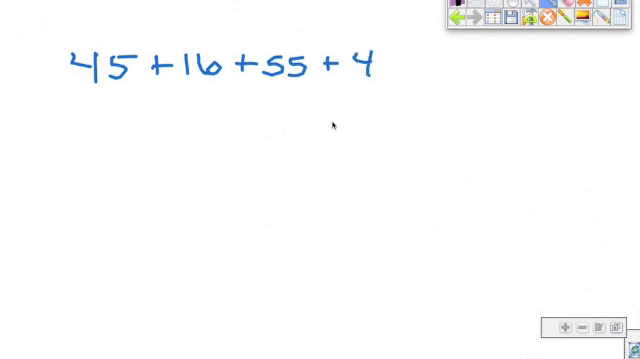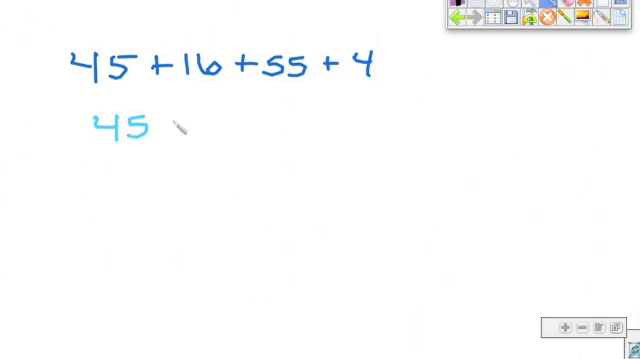All right, let's try another one. We have one with addition. 45 plus 16 plus 55 plus 4. All right, again, commutative property of addition this time lets me know that I can group these numbers together and then come up with a final answer. So I could actually go ahead and group these numbers together. Well, with commutative property, I could even flip some of these around. Let's just have some fun with this.